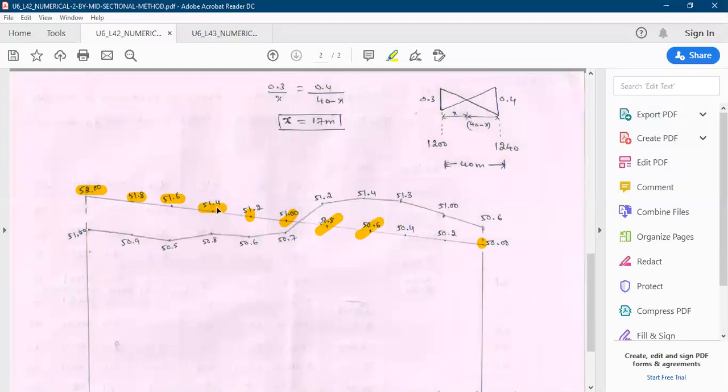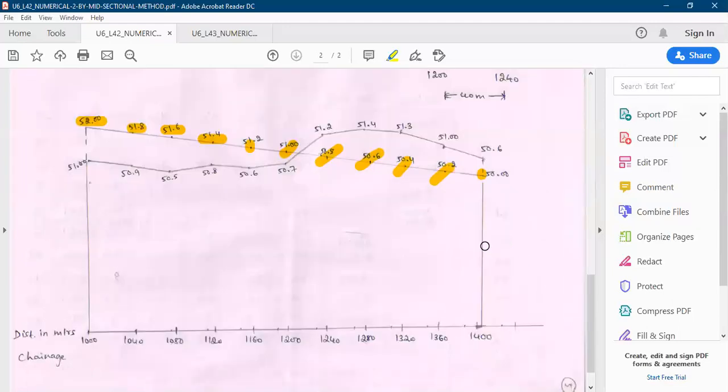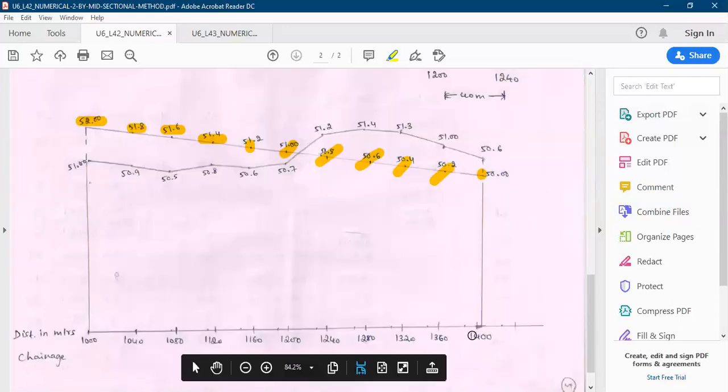So 51.4 minus 0.2, 51.2, minus 0.2, 51, minus 0.2, 50.8, minus 0.2, 50.6, minus 0.2, 50.4, minus 0.2, 50.2, minus 0.2, it will be 50 at the 35th chainage. That is 1400 meter chainage distance, right?